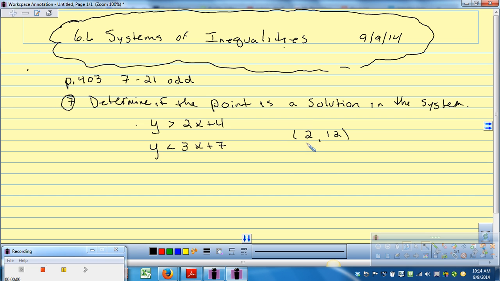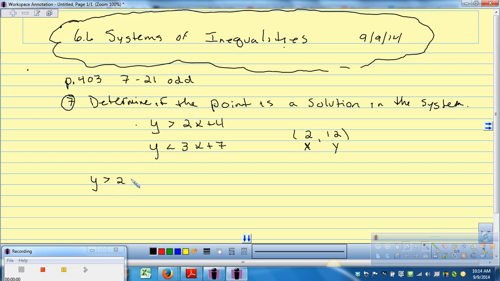I'm telling all of you I want to see you write this is the x and this is the y, so we make sure we are plugging in at the right place. And for (2, 12) to be a solution in the system, it has to work in all of the inequalities in the system. So that means we're going to plug into the top one and see if it's true, and plug into the bottom one and see if it's true. If it's true in both, then it is a solution.